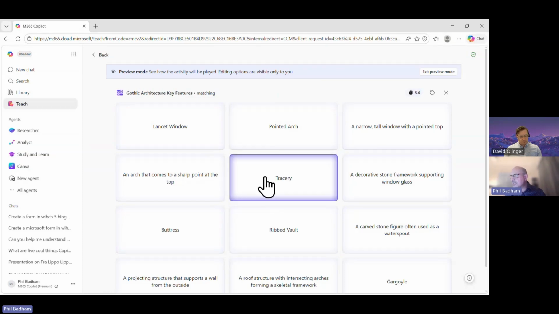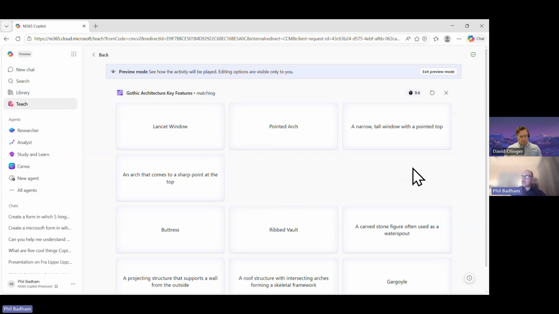If I click on tracery and it's a match for this particular definition, then they will disappear from the screen. And if I get one wrong, they will flash red and they will stay where they are. So just a really nice way of creating some quick, easy starter activities, retrieval practice activities to test student knowledge and reactivate prior learning. So that's one thing that you can do within the Teach module.